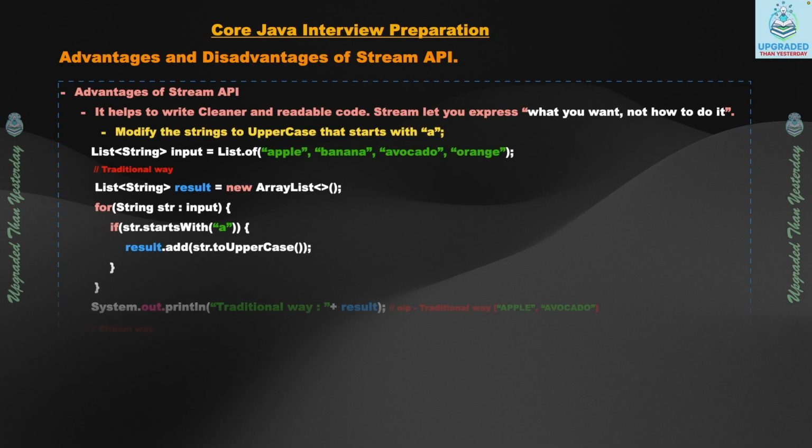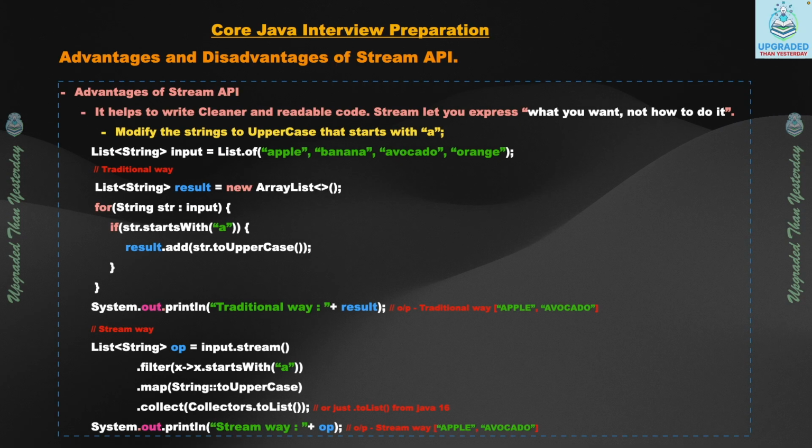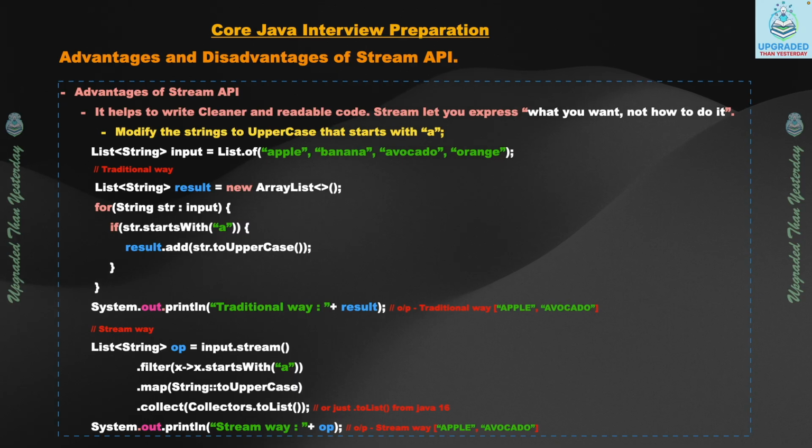Now let's discuss the advantages and disadvantages of Stream API. Let's discuss the advantages. There are multiple advantages. Here I have listed a few. First advantage, it helps to write cleaner and readable code. The Stream API lets you express what you want rather than how to do it.